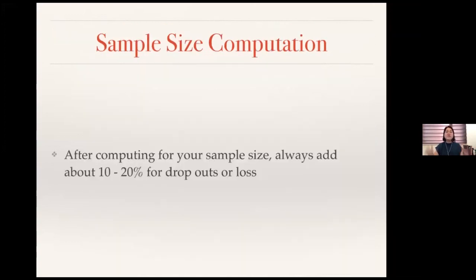Okay, so after you computed for your sample size, you always have to add about 10 to 20% of the number for dropouts or loss. No? Kasi the ones that you compute, like the last one, you only need 16. The 16 is the minimum number. Minimum number. And what if biglang nag-drop out siya? What if hindi siya nag-follow up? What if ang titigas ng ulo ng mga tao tapos they don't follow up?